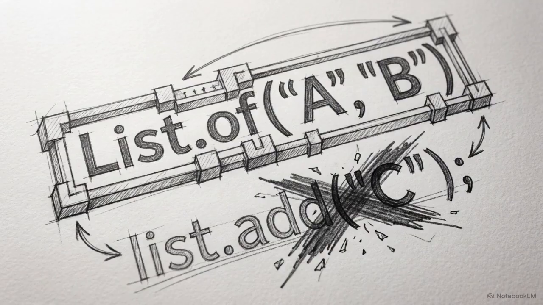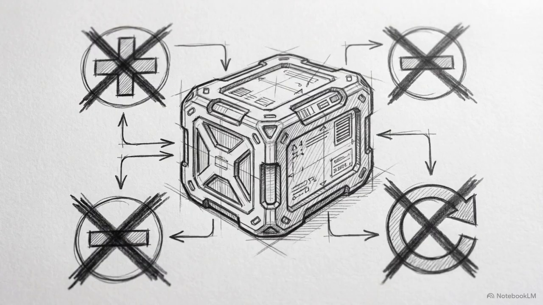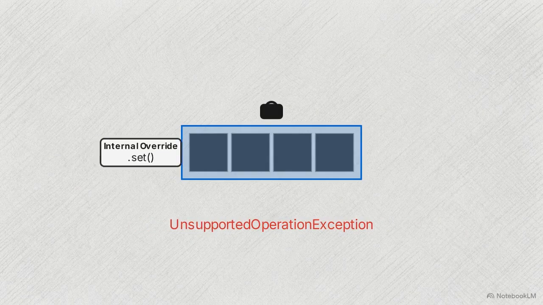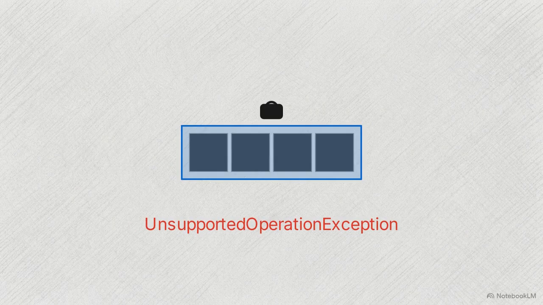The second strict invariant enforced by this factory method is that the resulting list is non-modifiable. In this strict context, non-modifiable means internal elements cannot be added, removed, or replaced after the list is created. Once the data populates the array, the list transitions into a permanently locked state to repel any external modification attempts. Calling methods like .add or .set instantly triggers an unsupported operation exception. An unsupported operation exception is a specific error indicating that the requested operation is not supported by the underlying class.